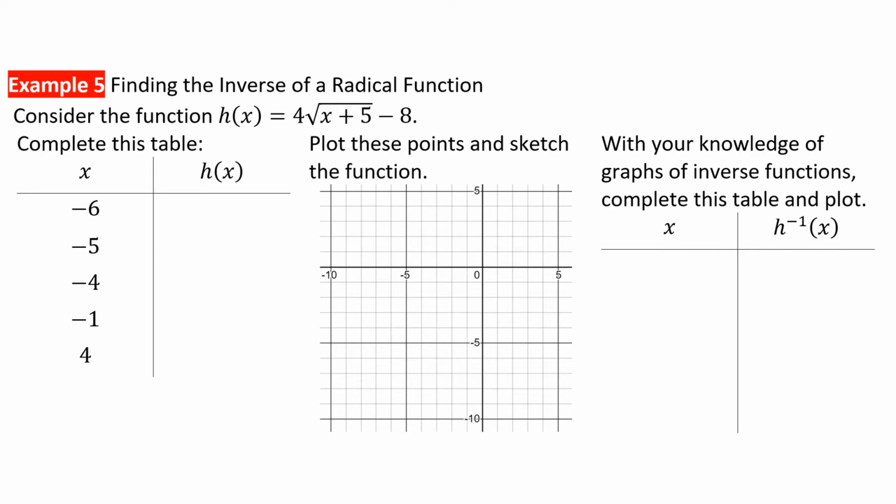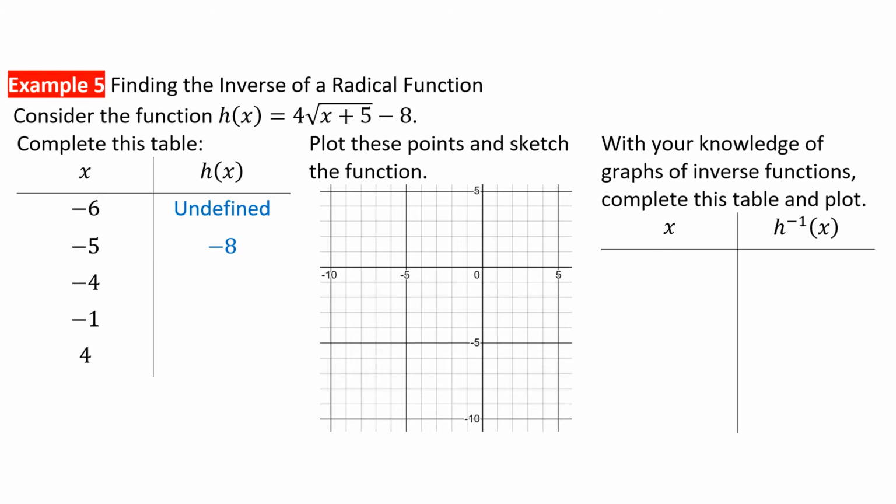So if we plug a negative 6 in under the radical sign, we get something undefined because negative 6 plus 5 is still negative 1. We can't take the square root of negative 1. But negative 5 is okay. We'll get 0 under the radical sign, and that'll leave us with a negative 8. So negative 5, negative 8 is a point on our graph.